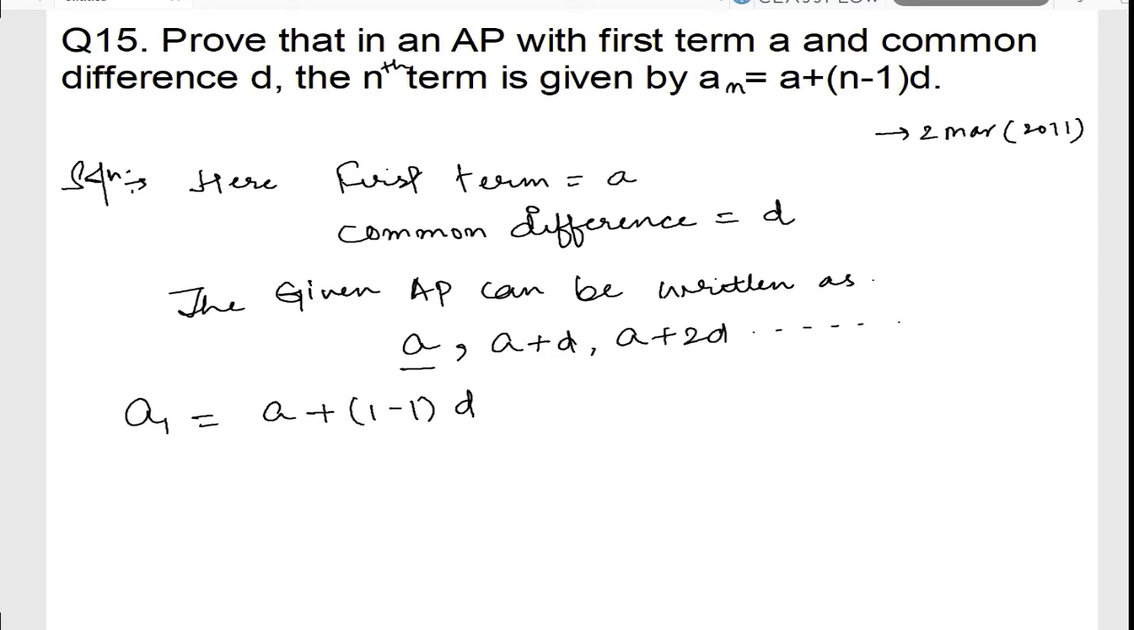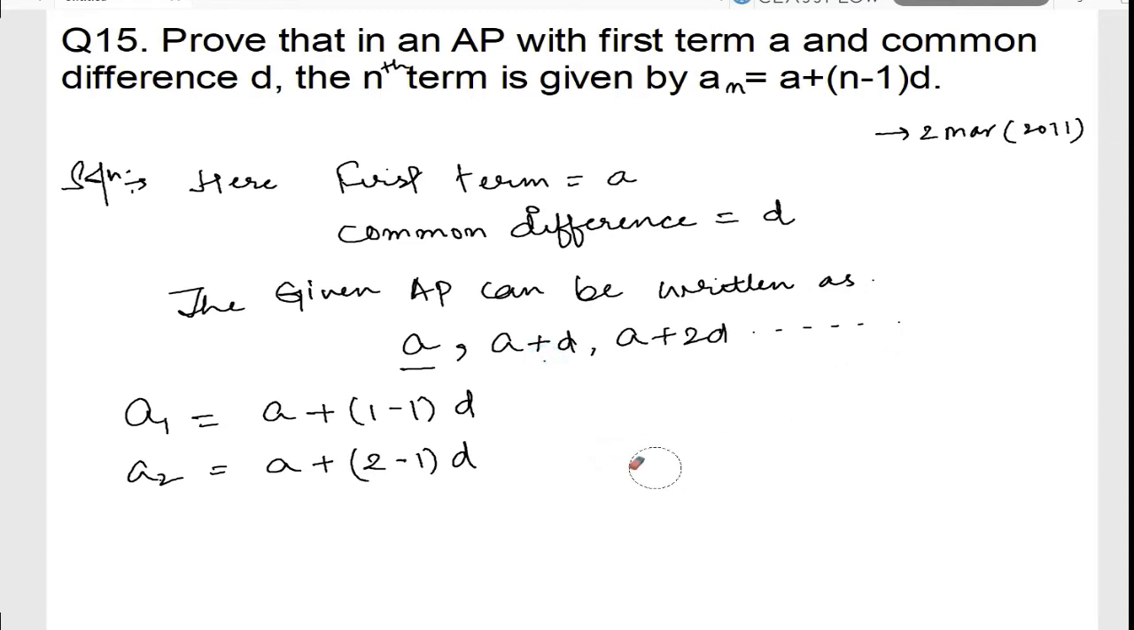Next, a2 will be equal to a plus (2 minus 1) d. Instead of 1, write down 2 minus 1. 2 minus 1 is 1, so I can write down a plus d, right? So I got the second term.